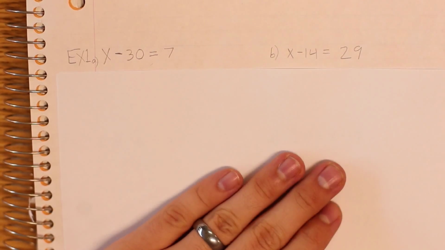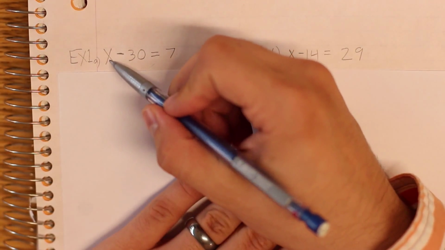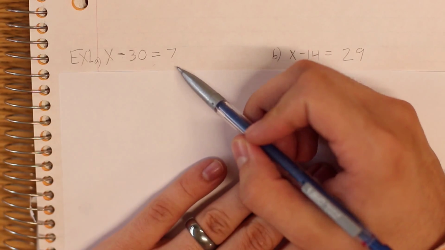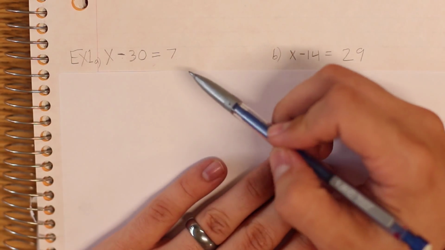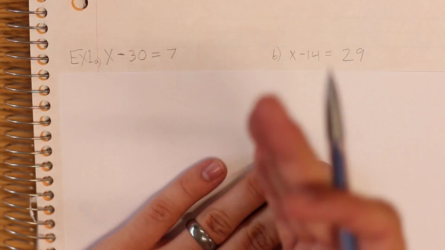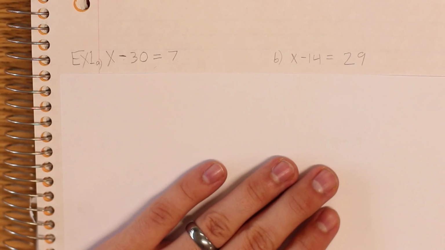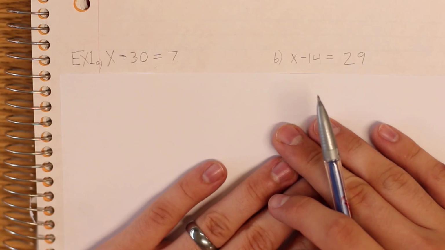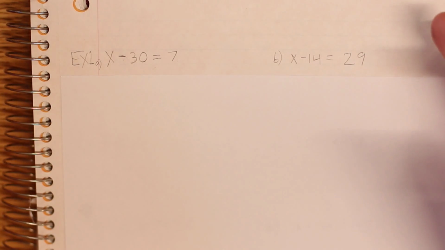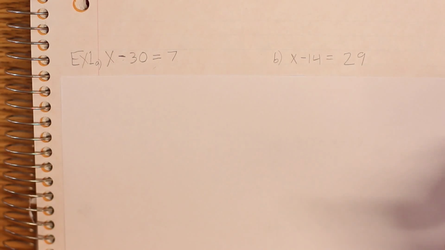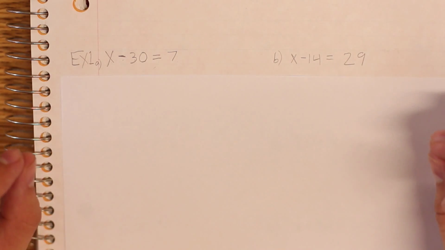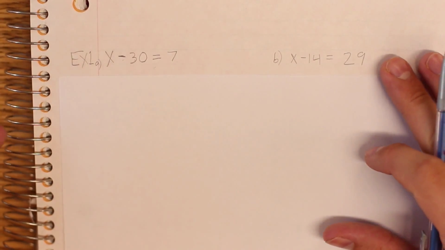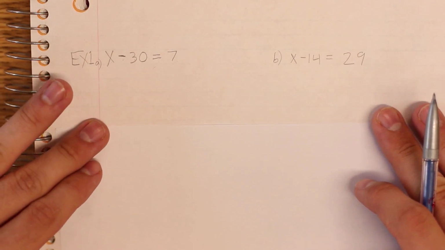Let's continue. So here we have x minus 30 is equal to 7. x minus 30 is equal to 7. So what do we do? Well, in order to solve an equation, we need to remove everything that is on the same side with the variable. And when I say same side, I mean the same side of the equal sign.